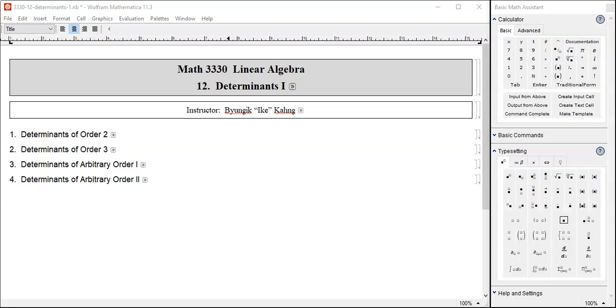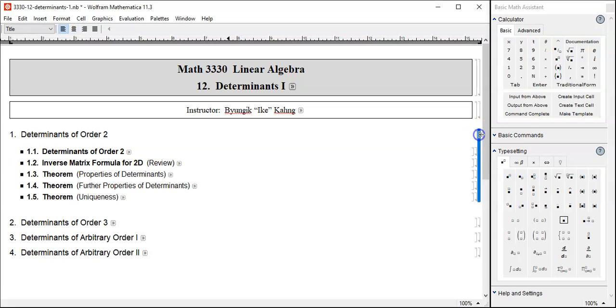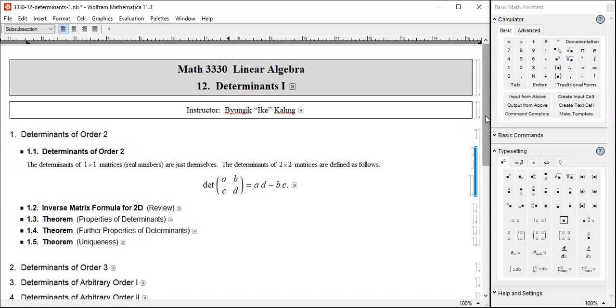Hello, linear algebra students. Let us begin Module 12, Determinants. A determinant is a function, a real function, defined for square matrices. And depending upon the size of the square matrix, we have to employ different definitions, related but different. So let's begin with the simplest case.